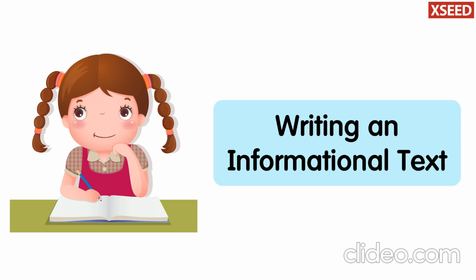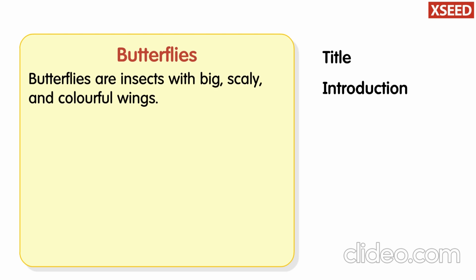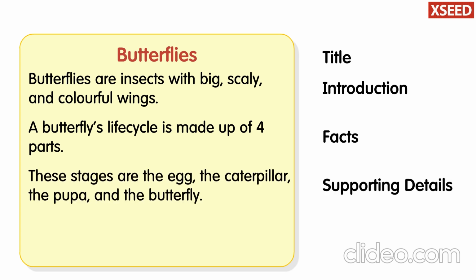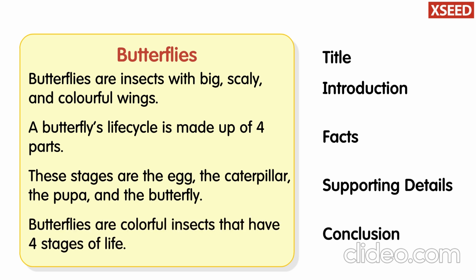An informational text gives facts and details about a topic. The title and the introduction give the main idea of the text. The body of an informational text contains facts and supporting details about the topic. Finally, the conclusion summarizes the main idea for the readers.